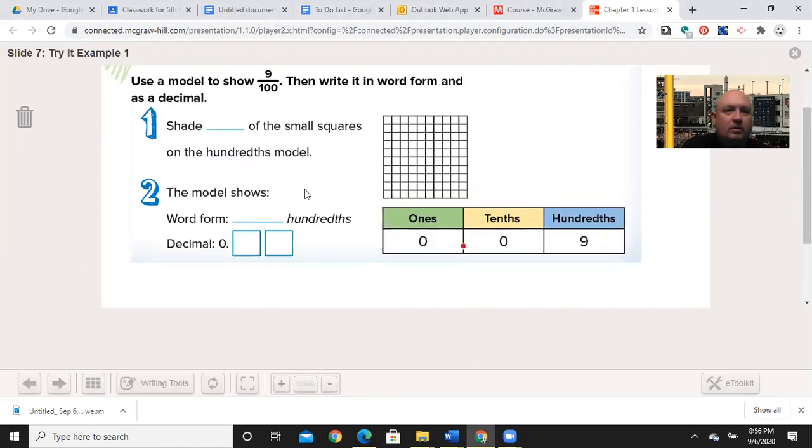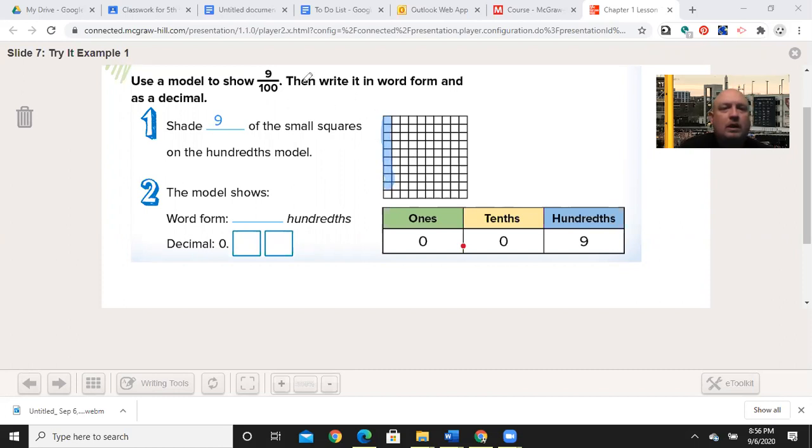A little tougher one. Use a model to show 9/100 or 9 hundredths. Write it in word form and as a decimal. So let's go back and get my annotate tool again. I'm going to get the thicker one because it'll make my life a little easier. And the first step is I'm going to shade some in. How many am I going to shade in? Well, if it says 9 hundredths, the digit on the top, the numerator, is 9. That's all I have to have here. So now let's get my draw, and I need to draw in 9 of them. 8, 9.